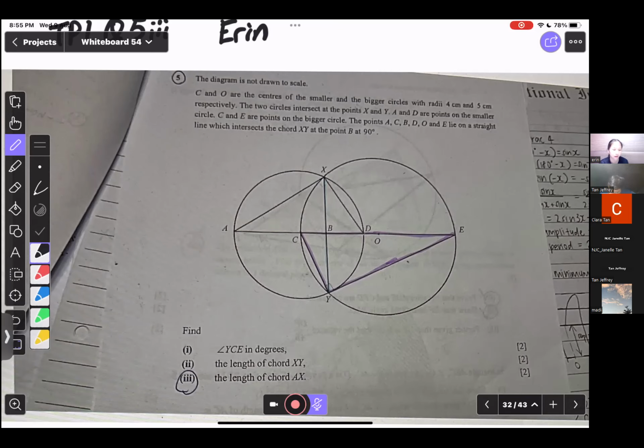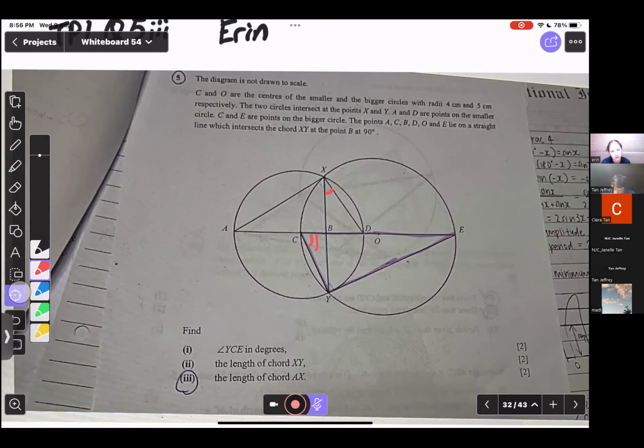I use the area of triangle YCE, but then I don't know how to find the area of triangle DXA. Let me think, I have to start from the beginning. Okay, angle YCD is 2 times angle YXD. This one is twice of this.